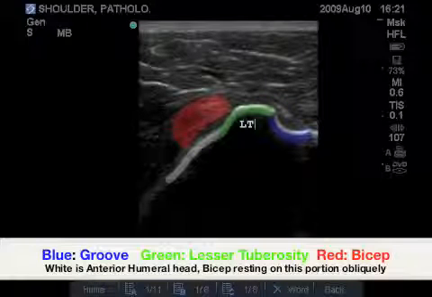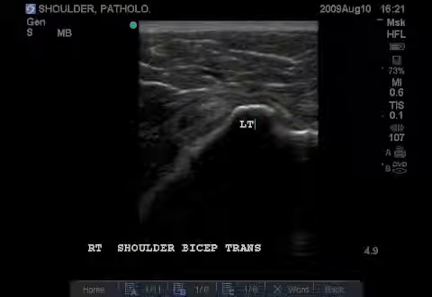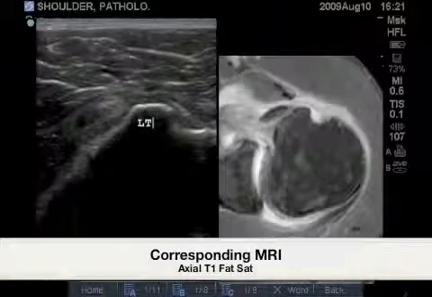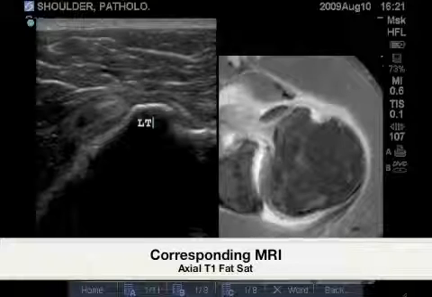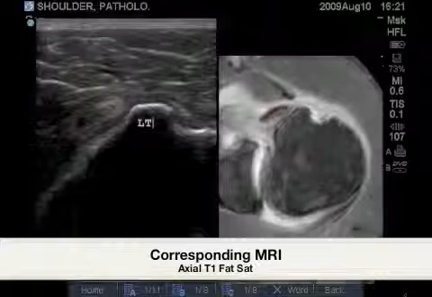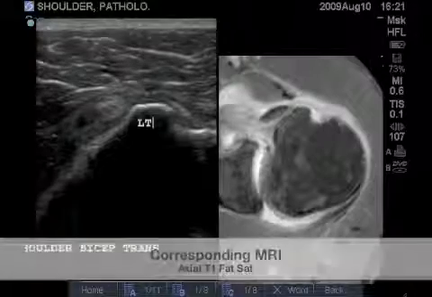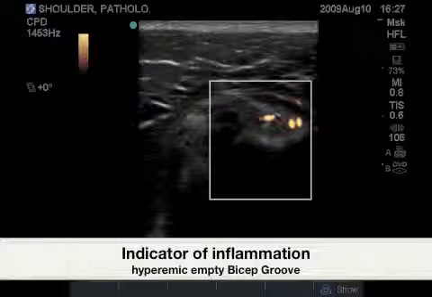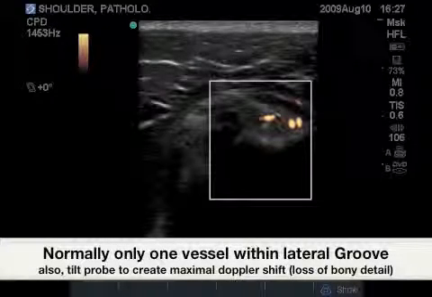In this image, we have a dislocated bicep tendon located over the anterior surface of the humeral head. We'll again highlight it in red, corresponding with this axial T1 fat-sat MRI. Highlighted in white are the anterior surface anatomy, as seen on the left with ultrasound, on the right with the MRI. It's also important to note that there's a normal lateral vessel to the bicep groove, but only one. In this case, we see multiple vessels formed throughout the bicipital groove, which is considered abnormal.